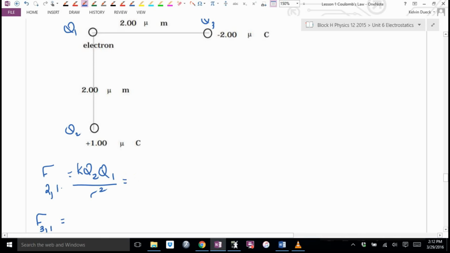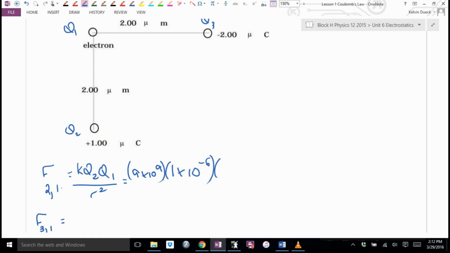What's k? It's our constant this unit: 9 times 10 to the 9th, a little nicer than big G. Charge 2 is 1 microcoulomb. Charge 1 is an electron. What's the charge on an electron?